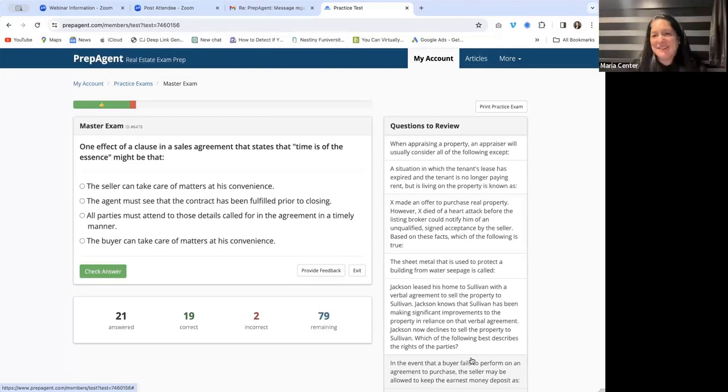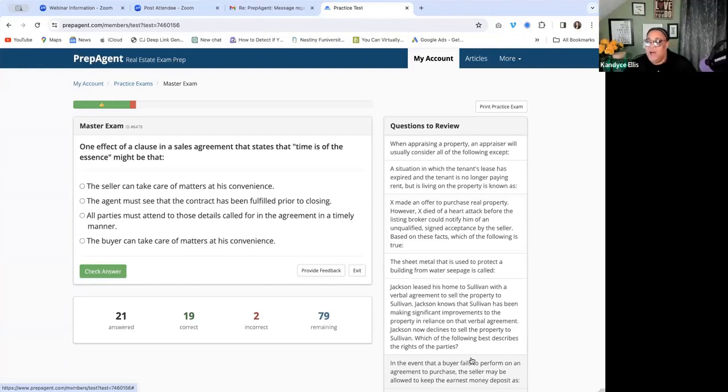All right. Is it my question? Oh, wait. Yep, it is. One effect of a clause in a sales agreement that states that time is of the essence might be that: A, the seller can take care of matters at his own convenience? B, the agent must see that the contract has been fulfilled prior to closing? C, all parties must attend to those details called for in the agreement in a timely manner? Or D, the buyer can take care of the matters at his own convenience?